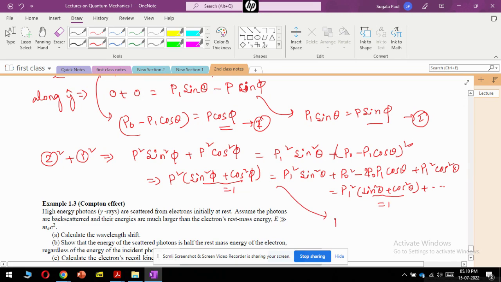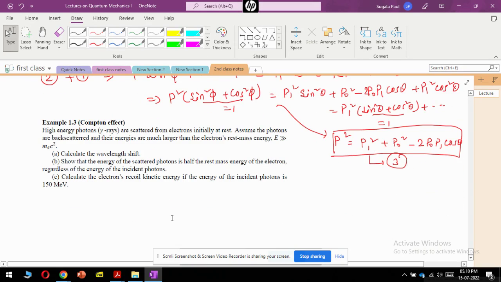So we will directly use that and we will obtain p square equal to p1 square plus the rest of the terms, that means p naught square minus 2 p naught p1 cos theta. Okay, so this is very important. We denote this as equation number 3.